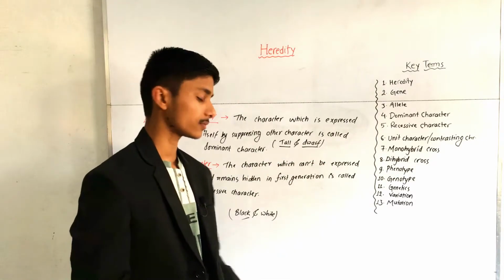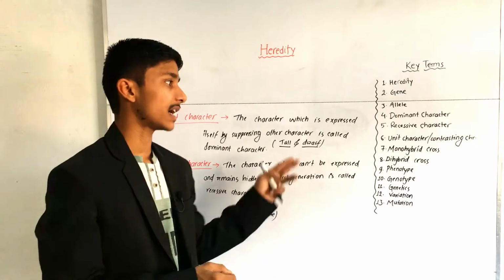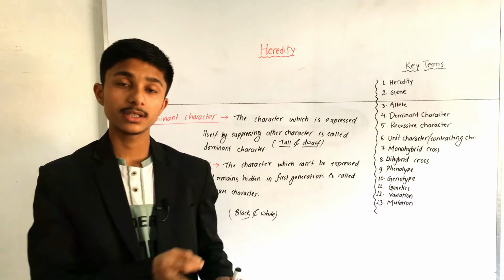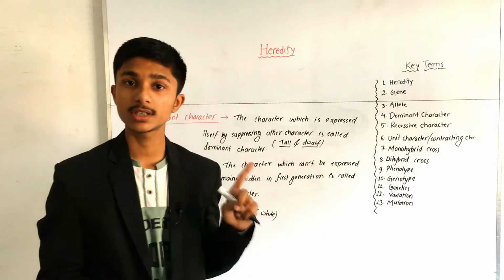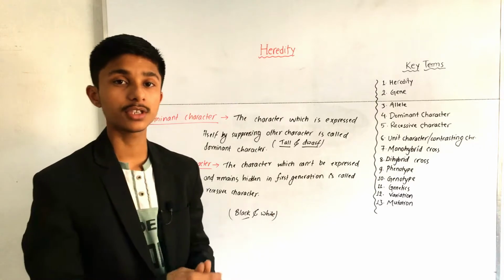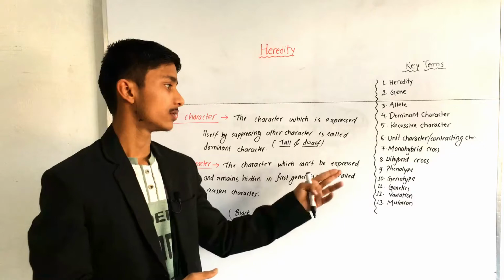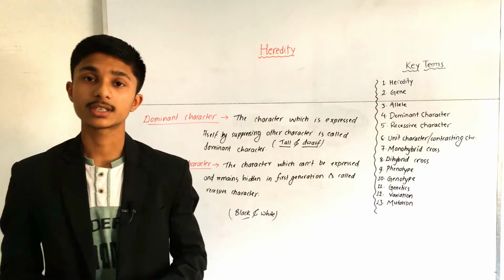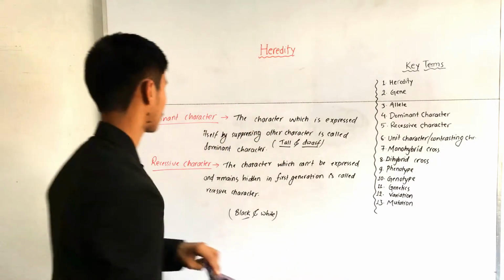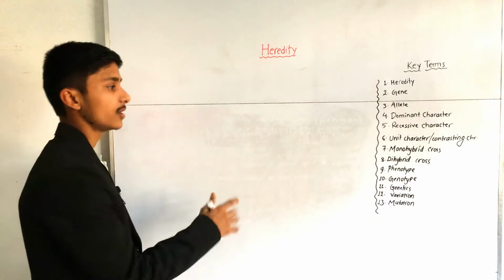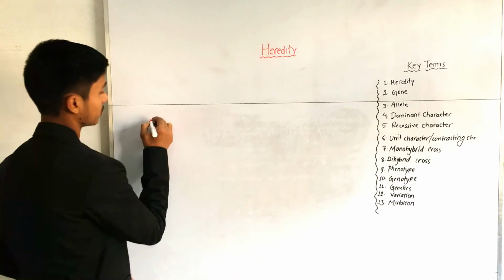Monohybrid cross. What is a monohybrid cross? When one unit character is involved in a cross, then that type of cross is called a monohybrid cross. Mono means single, and di means double. It means when two unit characters are involved in the cross, then such a cross is called a dihybrid cross. Okay, we write here now: unit character, monohybrid cross and dihybrid cross.